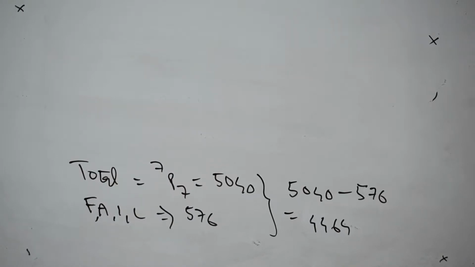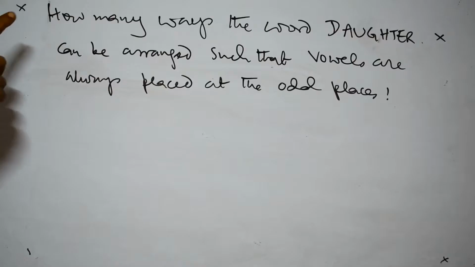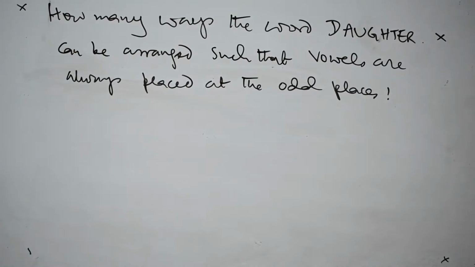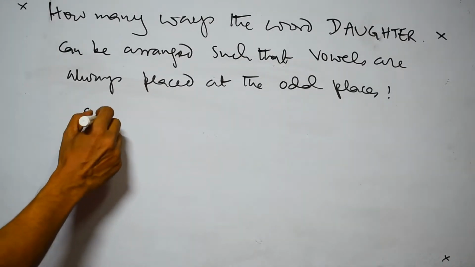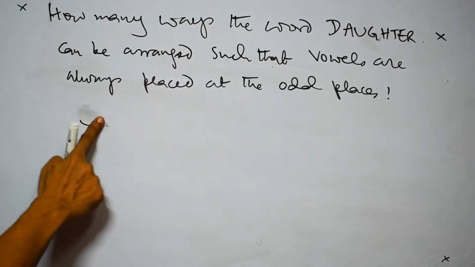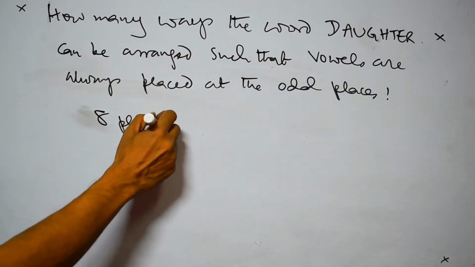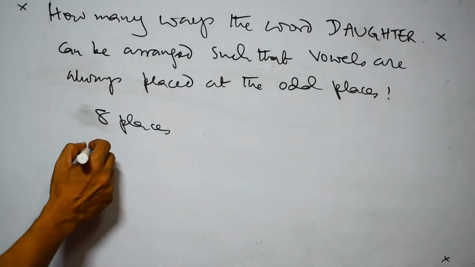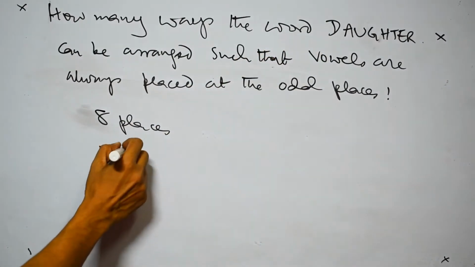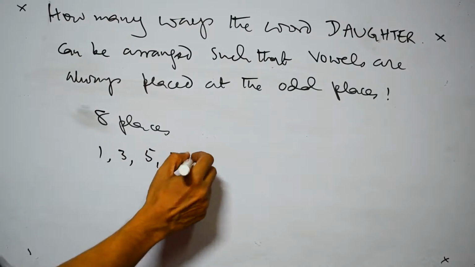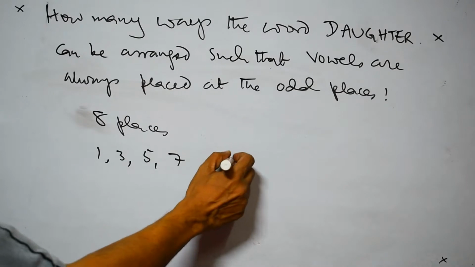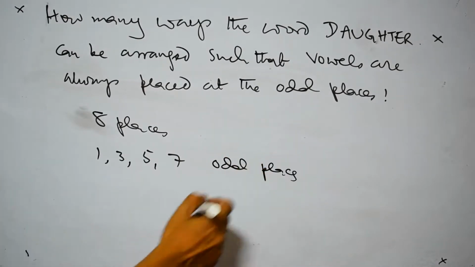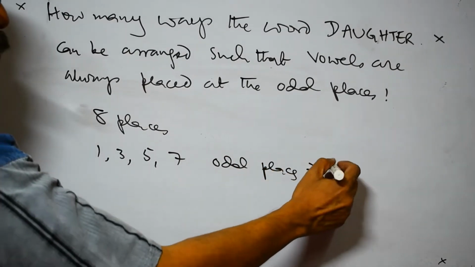Now if I take an example: how many ways can the word daughter be arranged such that the vowels are always placed at the odd places? In this word daughter we have 8 letters, which means 8 places. So we have the 1st, 3rd, 5th and 7th places, which are odd places. That means 4 odd places.